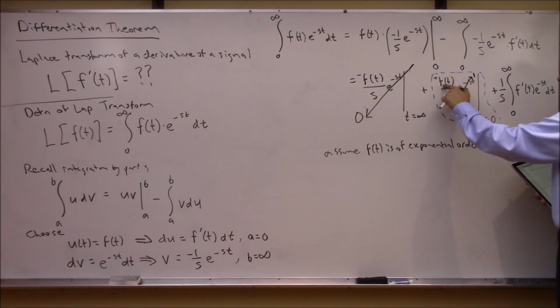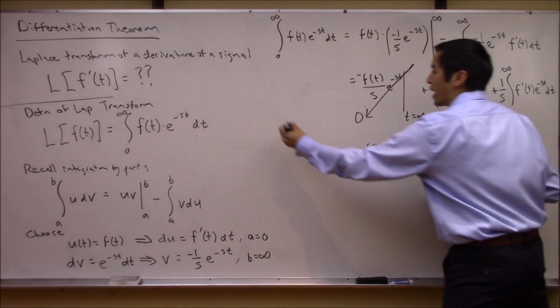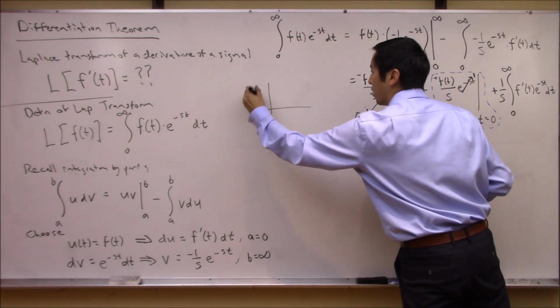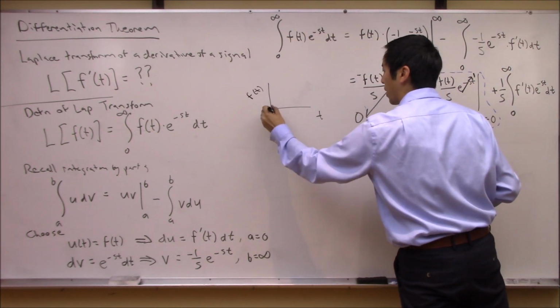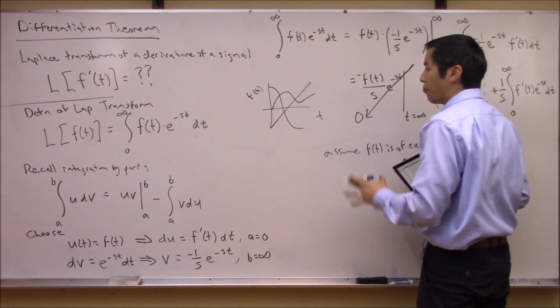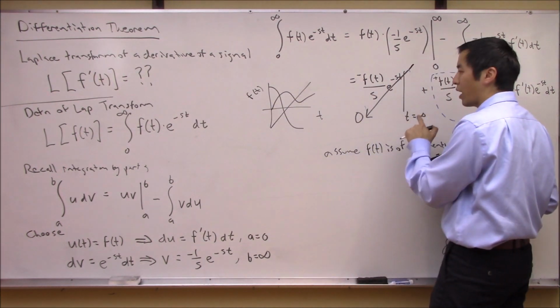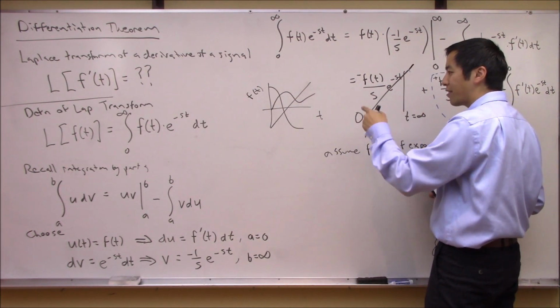So what is f of 0? Who knows what it is, right? Because this function f could be doing anything. F of t, I don't know what this signal looks like. Maybe it does this, maybe it does that, maybe it goes like this. But in this picture, where is f of 0? F of 0 is another way to say, what is the function value at time equals 0?